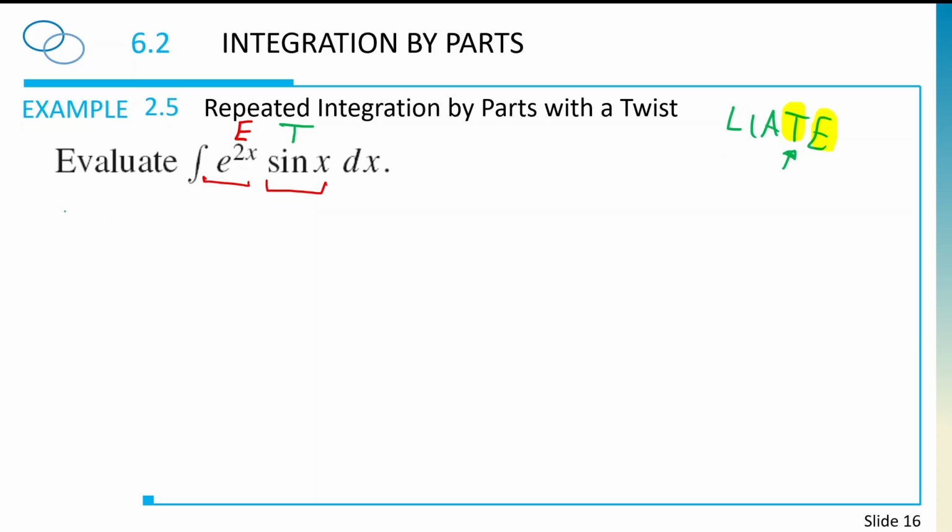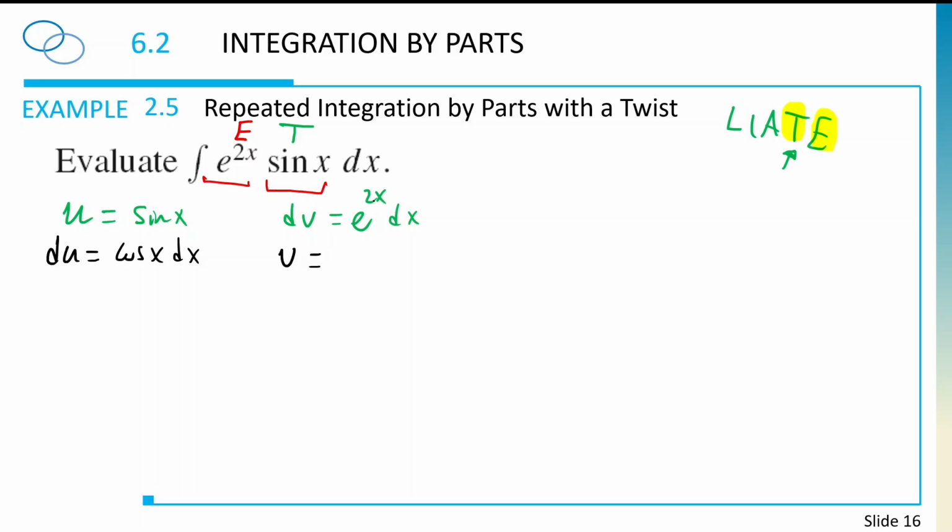Now, so u will be equal to what? We said u is the t. So sine. So sine of x is u. dv will be equal to e to the power of 2x dx. Okay. Now, for u, I need to find du, which is the derivative of sine, cosine x dx. For dv, I need to find the integration.